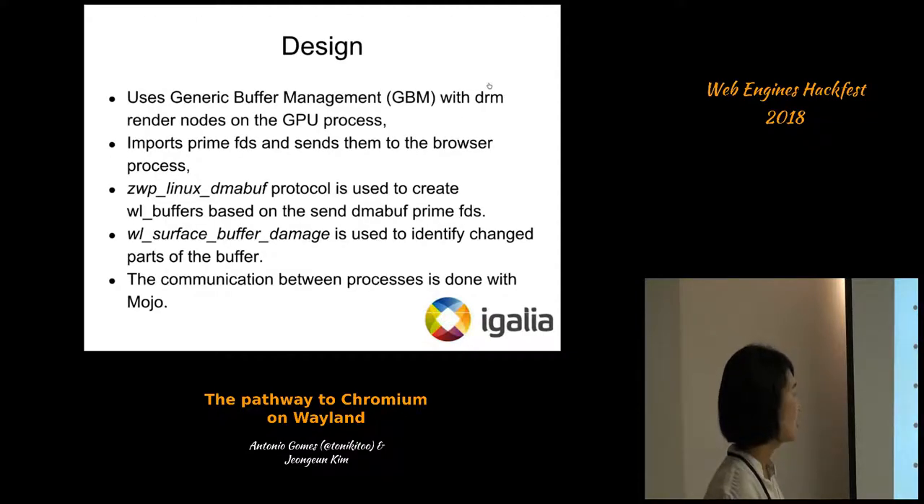So how to accomplish the GPU browser process? We used GBM, General Buffer Management, with the DRM render node on the GPU process, and import each file descriptor and deliver them to the browser process. We also use the GWT Linux DMA buffer protocol in order to create the Wayland buffer based on the DMA buffer file descriptor. We also use Wayland surface buffer damage to identify the WF that needs to be updated, and we use Mojo IPC to communicate between processes such as the browser process and GPU process.